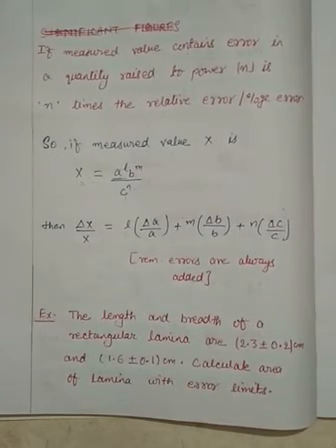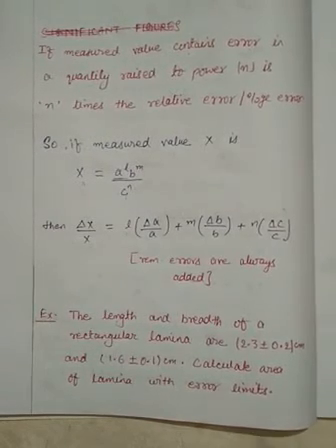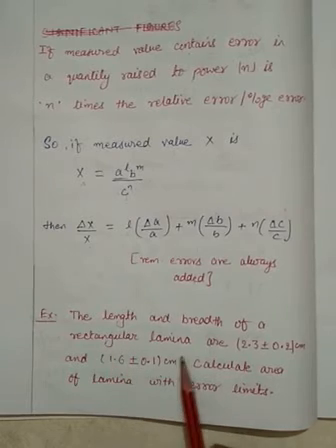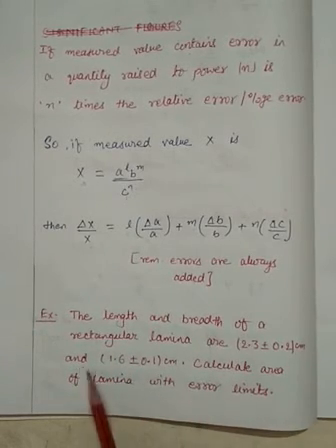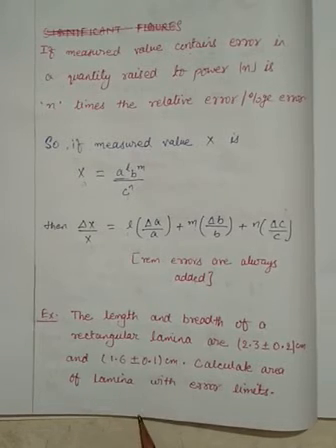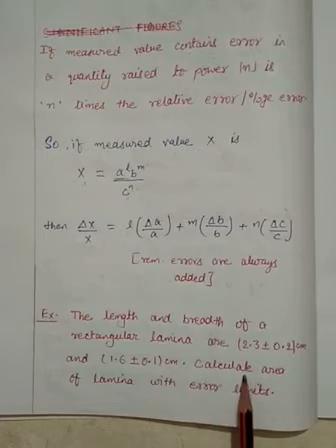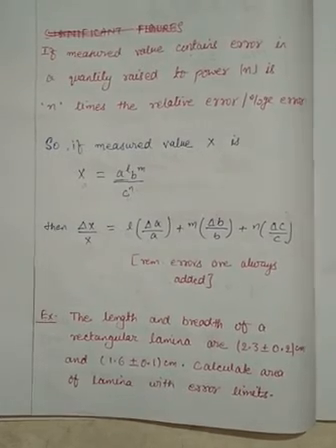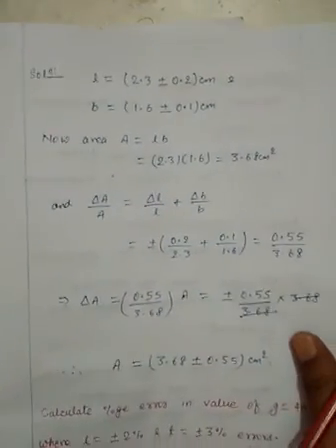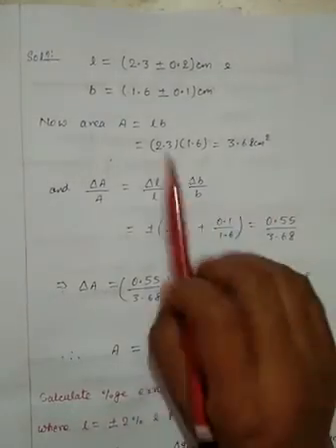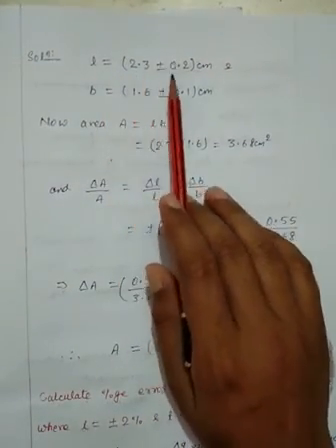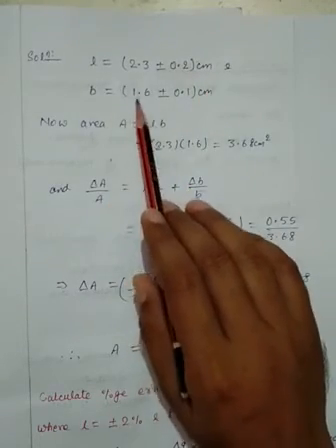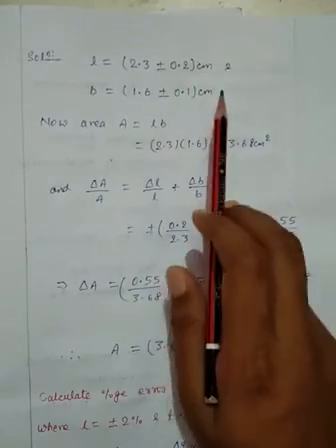Now let us apply these concepts on 2 examples. The first example: the length and breadth of a rectangular lamina are 2.3 plus minus 0.2 centimeter and 1.6 plus minus 0.1 centimeter. So one is the length, one is the breadth, with the error. We need to calculate the area of the lamina with error limits. So we are given L is equal to 2.3 plus minus 0.2 centimeter and B is equal to 1.6 plus minus 0.1 centimeter.